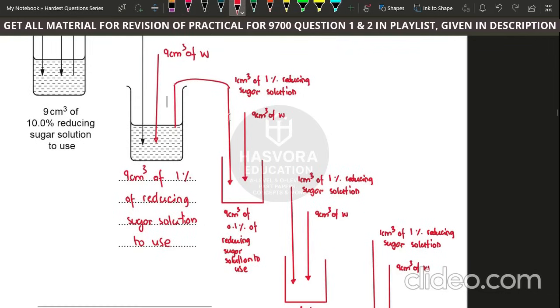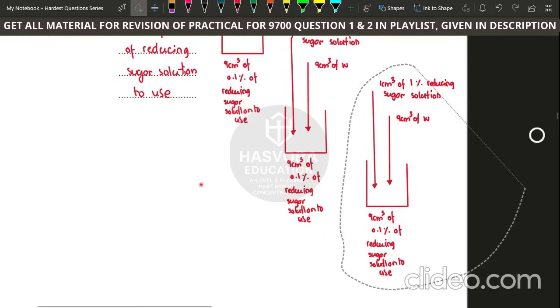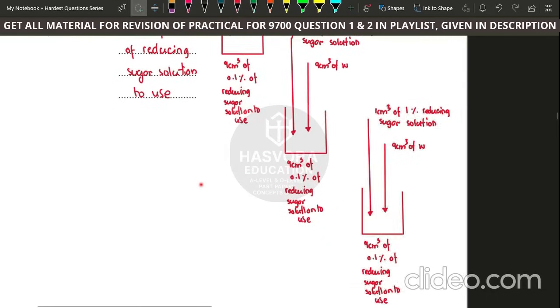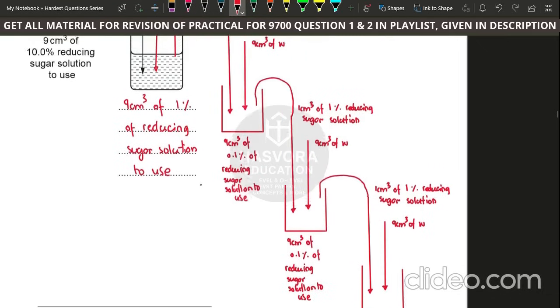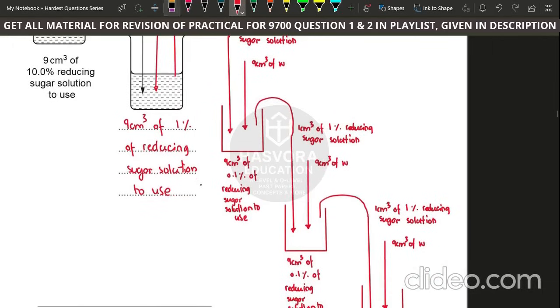Okay, and then this will also be transferred like this, and let's move a little bit down this one. Okay, so this will also be transferred. Okay, so now let's just change the readings of this one. So the first one was 1%, this second one will be 0.1%. Okay, this will be 0.1% reducing sugar solution, and 9 cm cube of W.